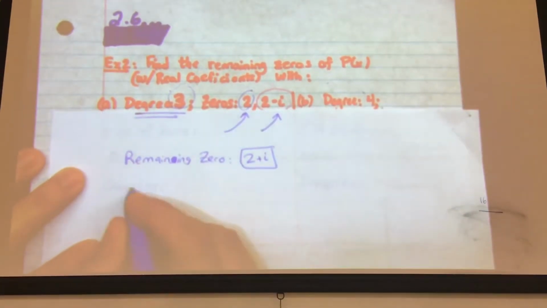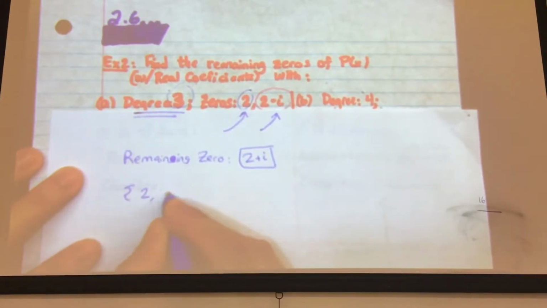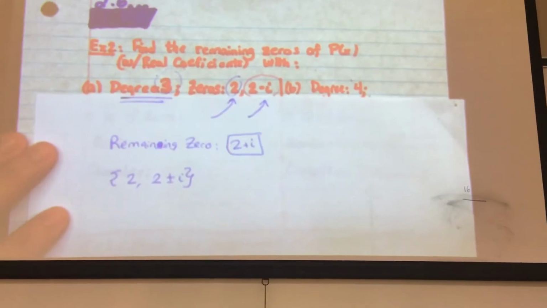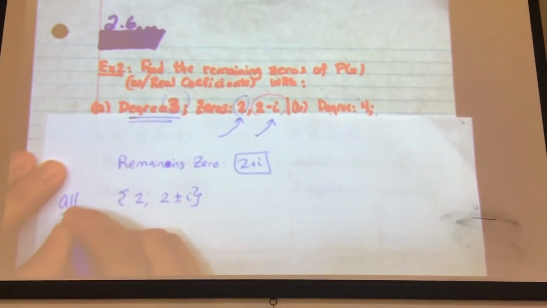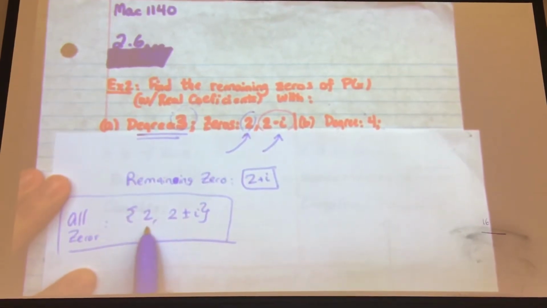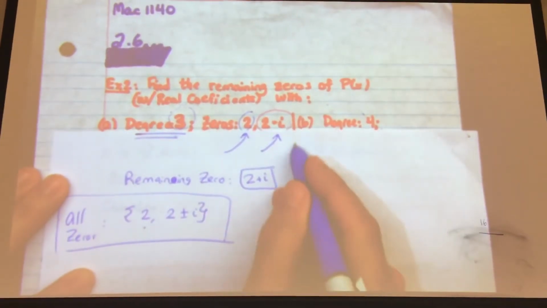If they said, what are all the zeros, you would say 2 and then 2 plus or minus i would be sufficient. Right? That's a set of all zeros of this polynomial. The ones which are real, just 2. So 2 is the only x-intercept there. But all zeros would include imaginary as well.